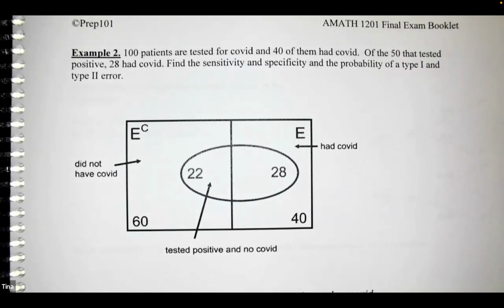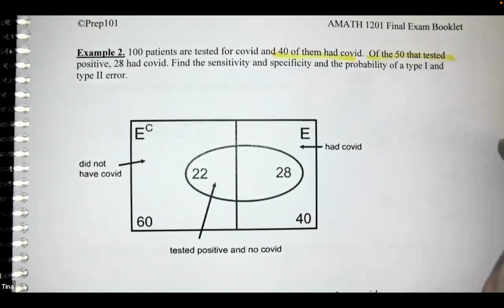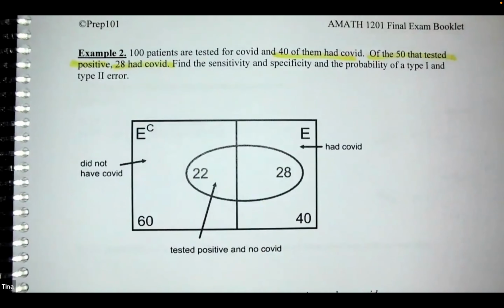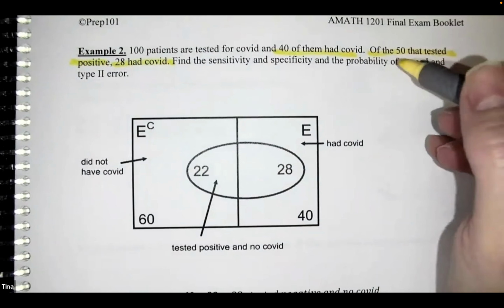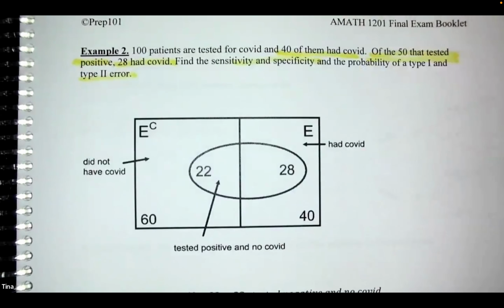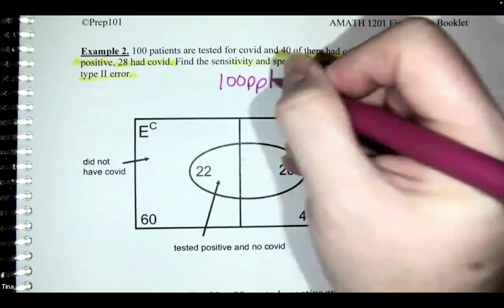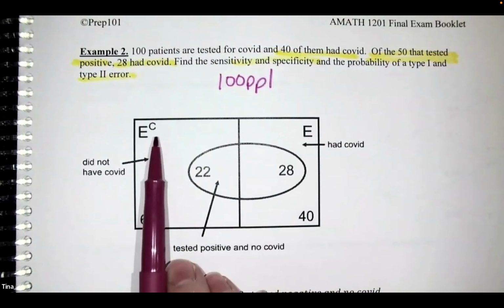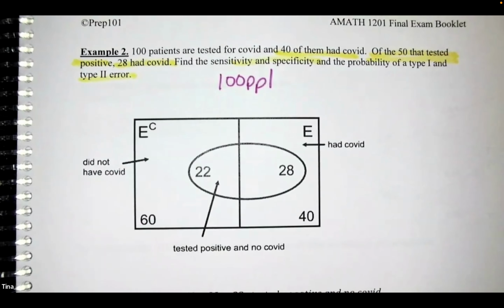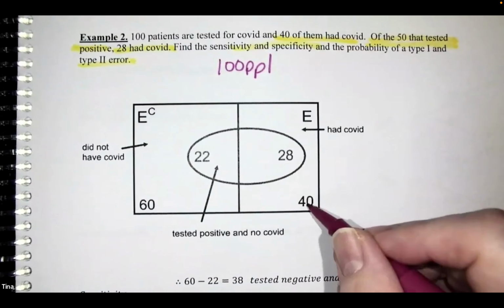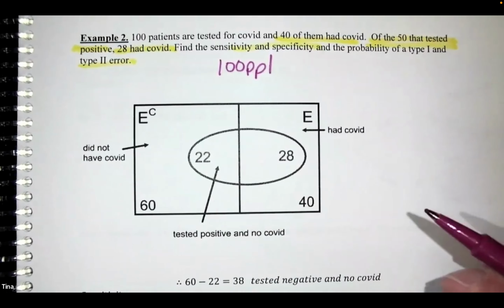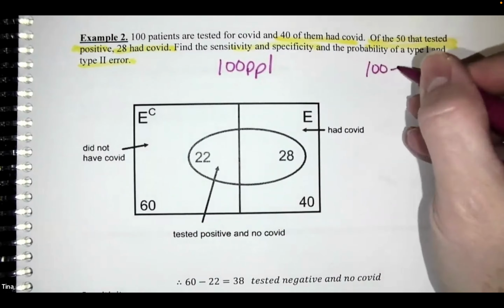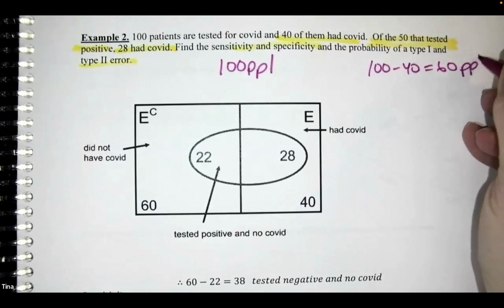So in this one, 100 patients are tested for COVID. 40 of them had COVID. Of the 50 that tested positive, 28 had COVID. Find the sensitivity, specificity, and the probabilities of type 1 and 2 errors. I kind of tried to draw a picture for you here for the 100 people. I said E was had COVID, so this side is had COVID. E complement is people that didn't have COVID. So we know here that 40 people had it and 60 didn't, right? 100 minus 40 that had it, obviously 60 that did not.